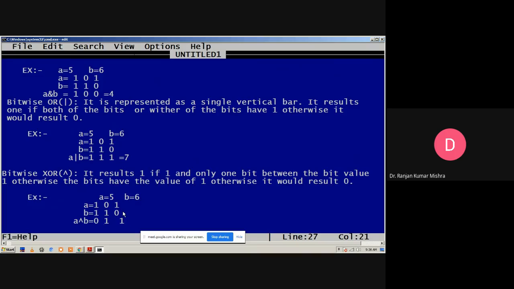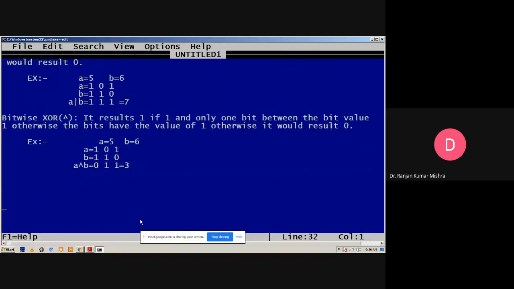Now in this situation, after performing exclusive OR between the variables a and b, we find the output 0 1 1, which is 3. So this is the result of a exclusive OR b, where the value of a equal to 5 and the value of b equal to 6, and here we get the value 3. Now we have to see the bitwise NOT operator.